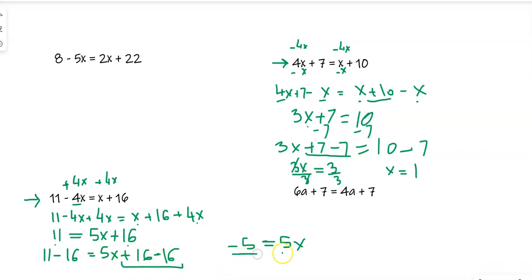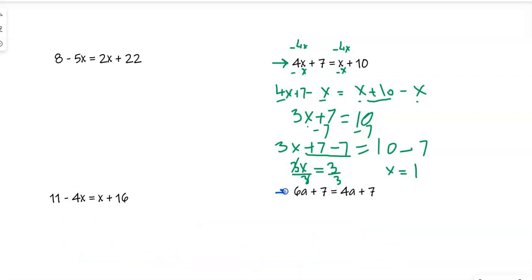Now we want to divide by 5. So we are dividing by whatever is next to x because we want to have x by itself. So we can cancel these out, right? So we're dividing both sides by 5, and then negative 5 divided by 5 is negative 1 equals x. So the solution is the unknown value x equals negative 1. And then here we have 6a plus 7 equals 4a plus 7.